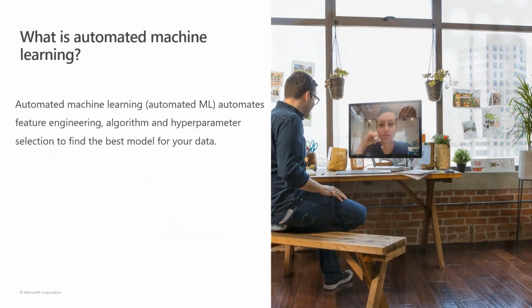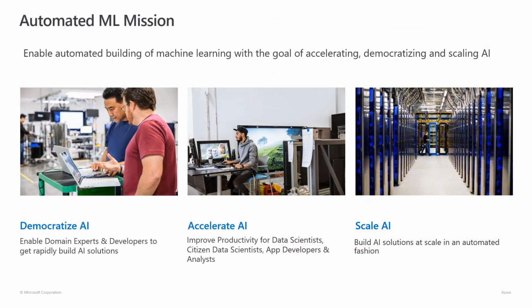creation process. What is automated machine learning? It automates feature engineering, algorithm, and hyperparameter selection to find the best model for your data. I'm not going to fully describe what that is today, so if you want to look up what a hyperparameter is, feel free to follow up on your own later, and I'll point you to documentation that describes that. The data scientists know what hyperparameters are.